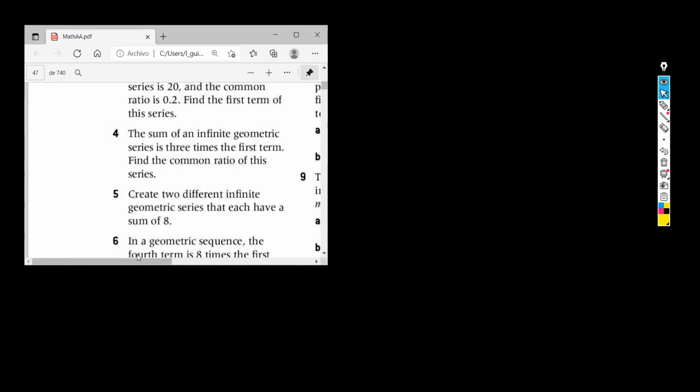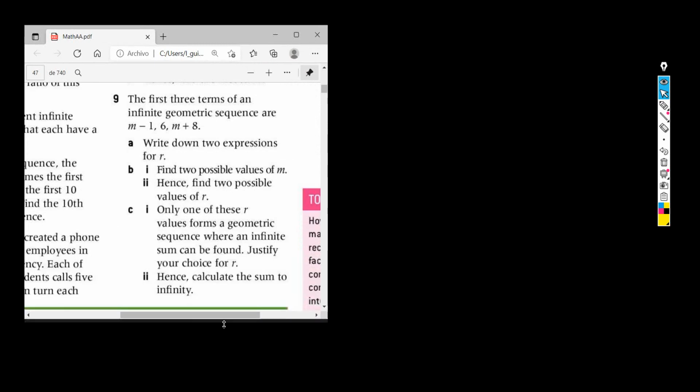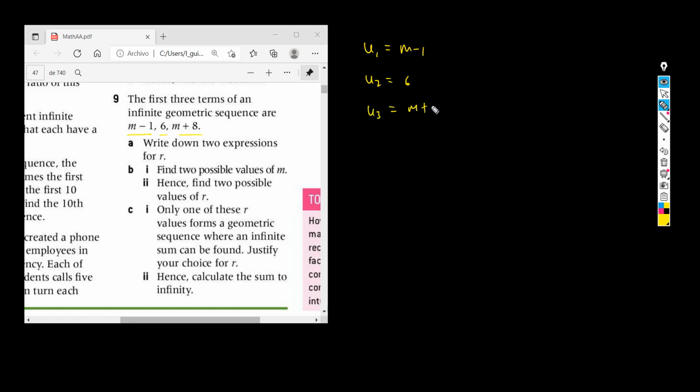Let's solve now problem number 9. There you go. So let's see. The first three terms of an infinite geometric sequence are this one, and this one. So let me write that down. U1 is equal to m minus 1, U2 equals 6, and U3 equals m plus 8. Okay, these are the first three terms of an infinite geometric sequence.